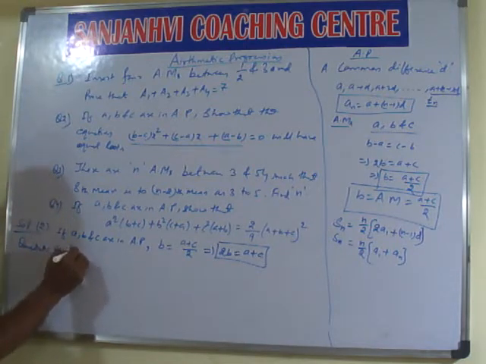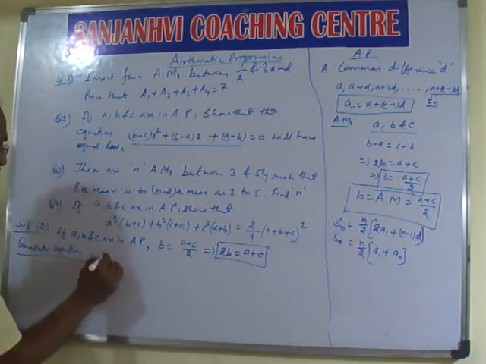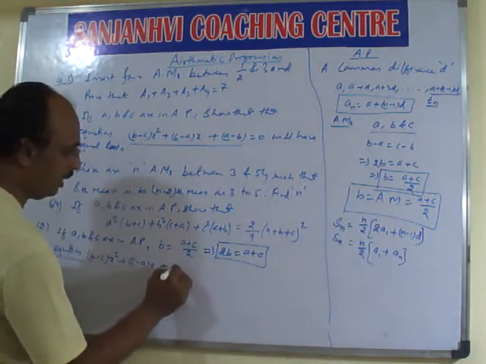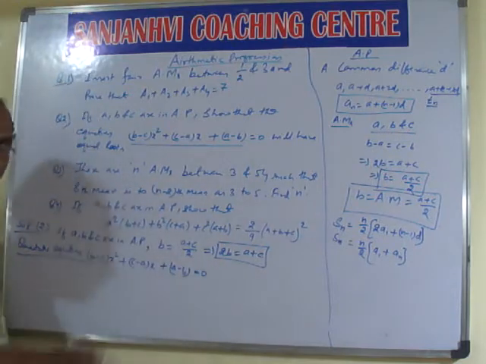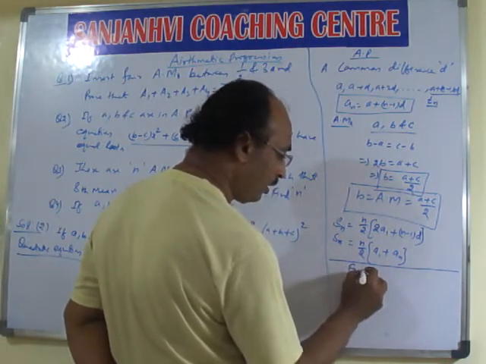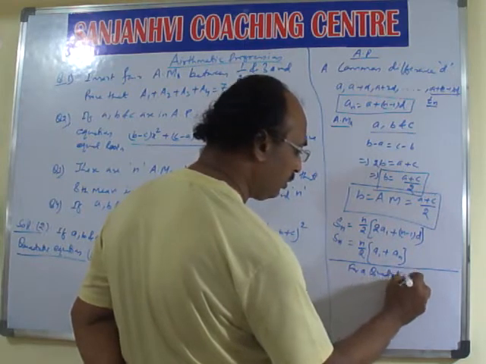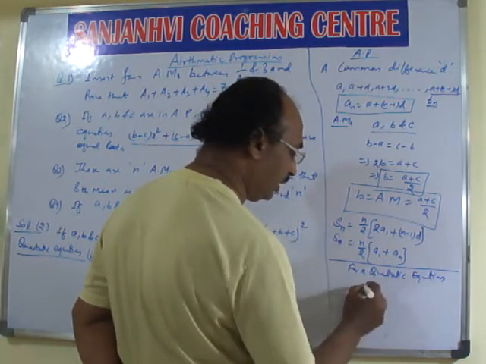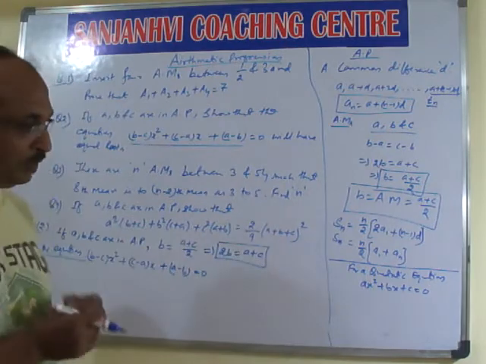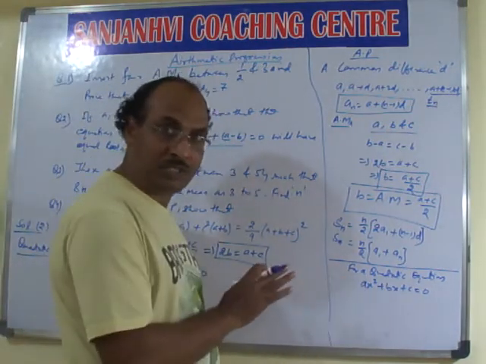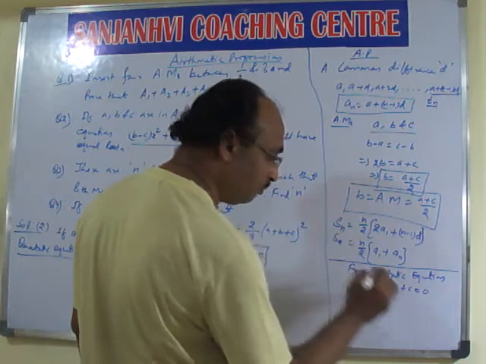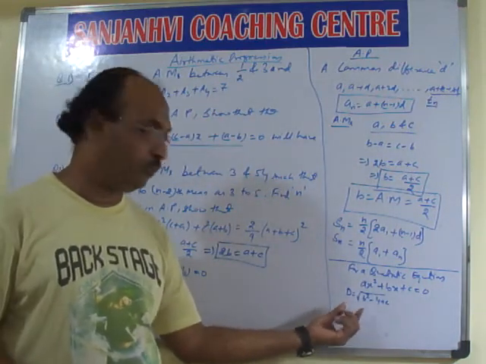The quadratic equation given to us is B minus C x square plus C minus A x plus A minus B is equal to 0. I told you earlier that for a quadratic equation, ax square plus bx plus c is equal to 0, we find the discriminant first. Discriminant D is equal to b square minus 4ac. This will be the discriminant.